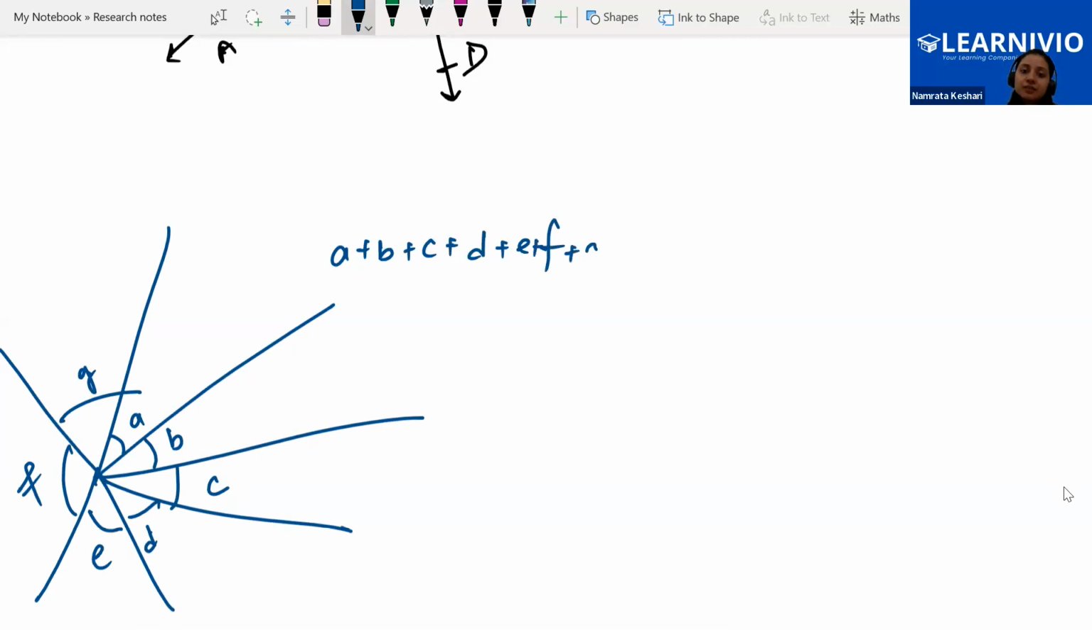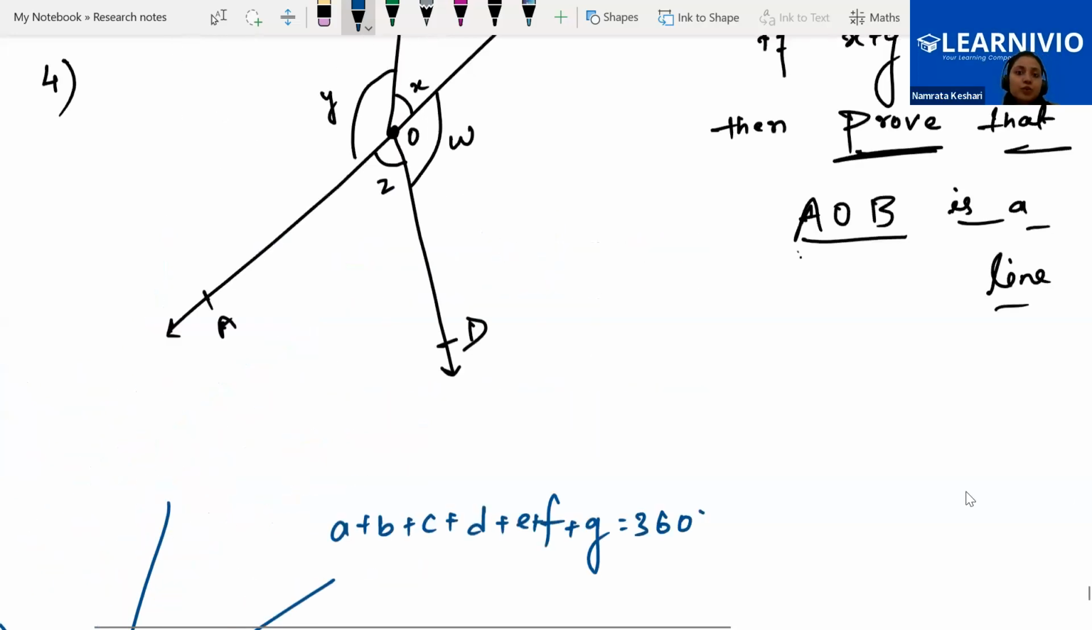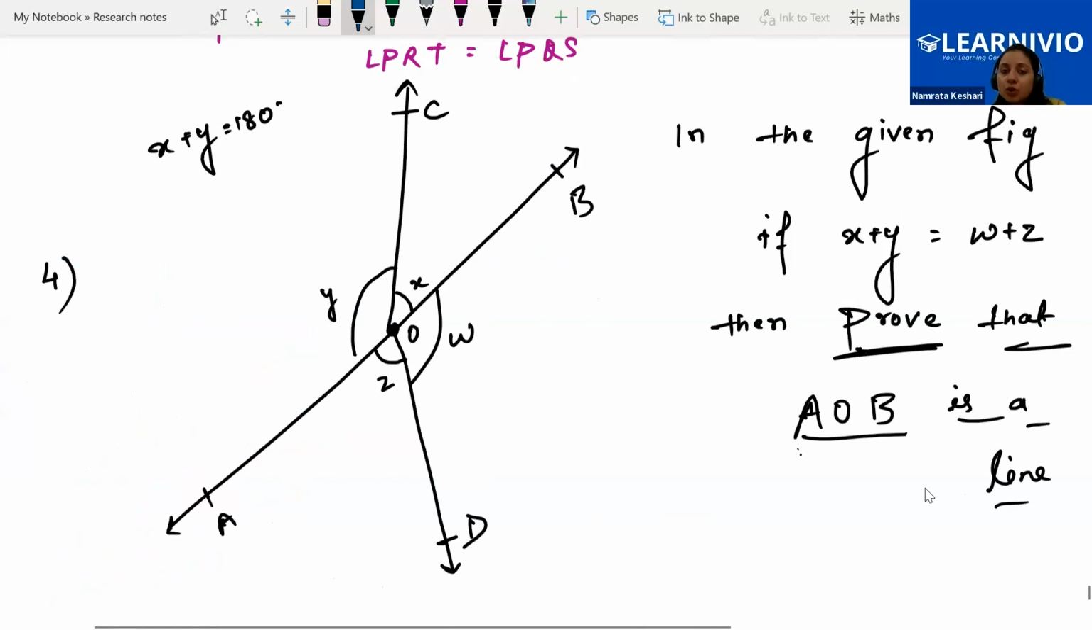Yes, ma'am. We can say that. So the same concept we are going to use in our question. We don't know whether any line is straight or not. We don't know whether it's an inclined, tilted line or what. But we know that the sum of all has to be 360 degrees.